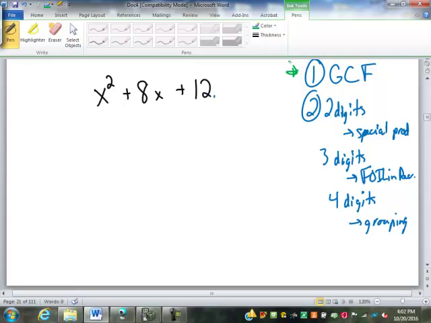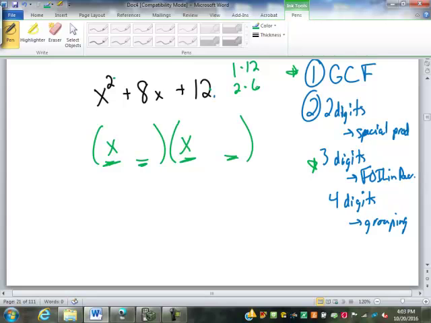So in our next list, which one are we going to use? How many? Yeah, 3 digits. So FOIL and reverse. We know it's going to be 2 two-digit numbers multiplied together. What do I know about these first 2 digits? They have to multiply to make x squared, so they're both x's. What do I know about these last 2 digits? They're positive, and they multiply to make 12. So they could be 1 times 12, 2 times 6, or 3 times 4. Let's try 3 and 4. So plus 3 plus 4.